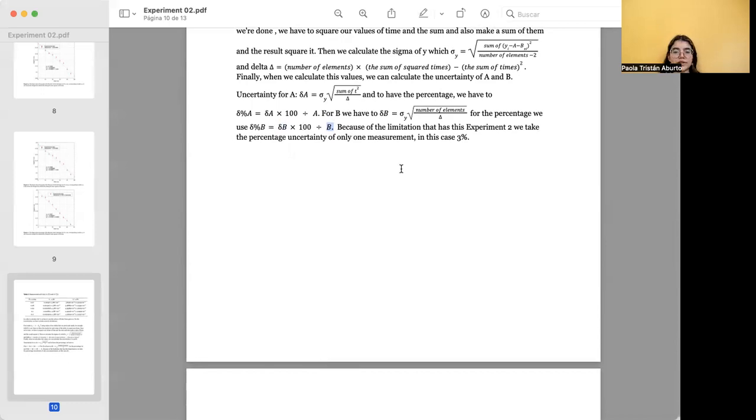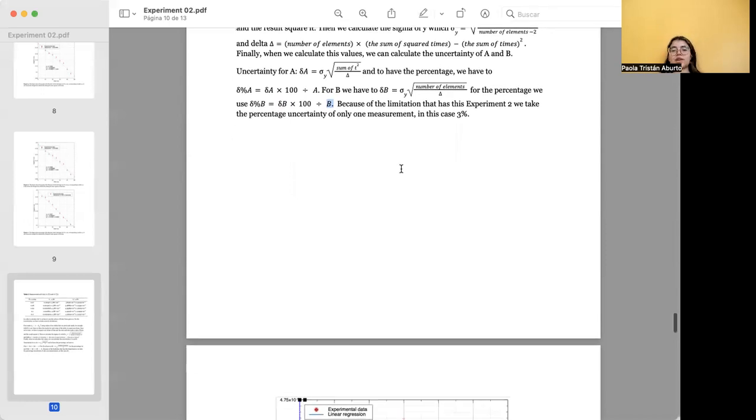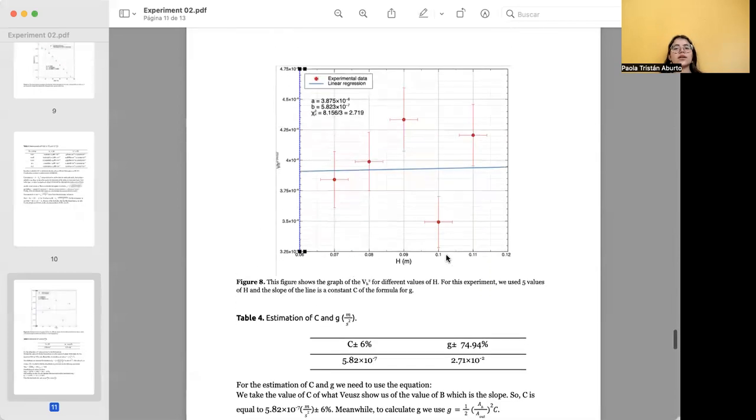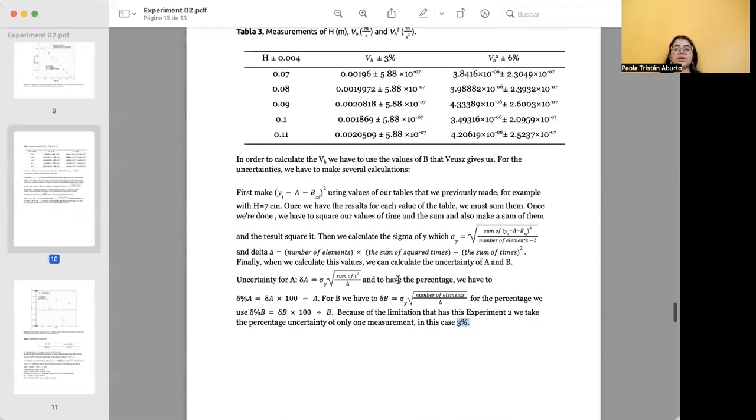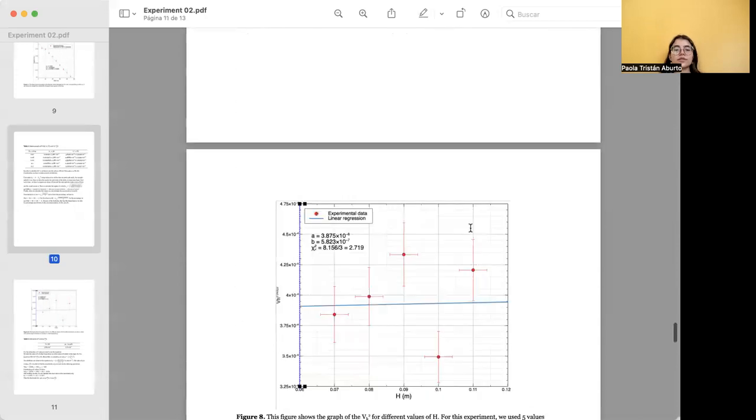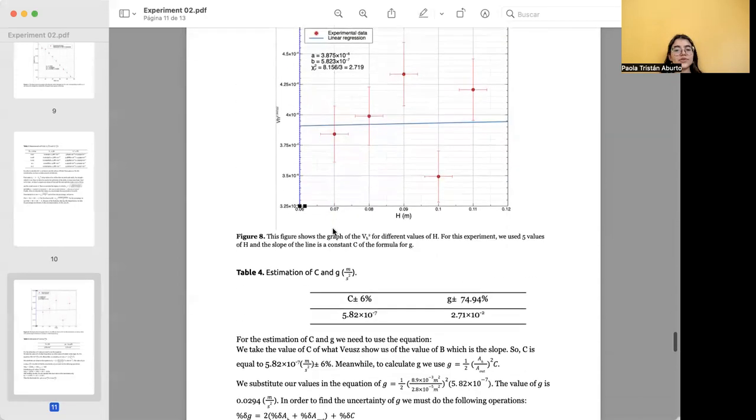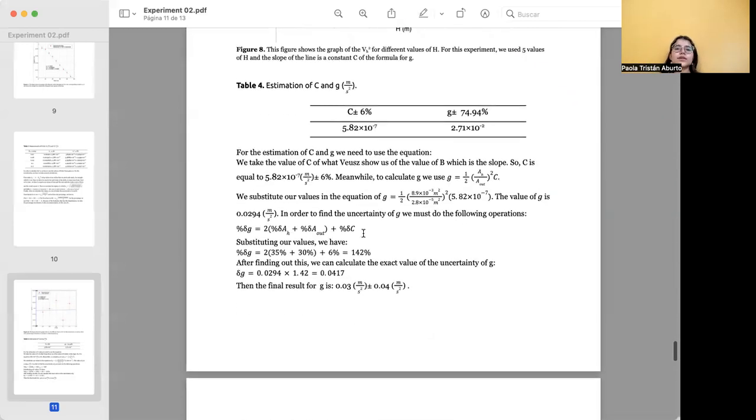In this case, because of the limitation that we have, we only take the percentage uncertainty of only one measure, and in this case it is 3%. After we obtain all of our VH squared, we can make our graphs, and it is the VH squared for different values of H. Then we estimate the values of C and G.